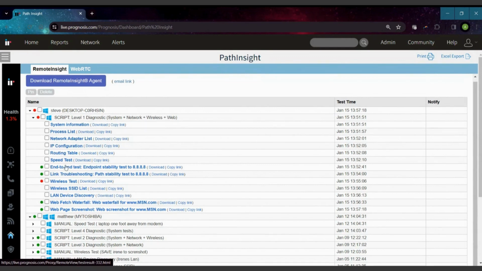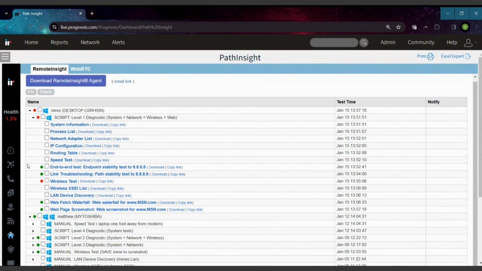Then we have test capabilities as well, right? So we have end-to-end test capabilities, link troubleshooting, wireless tests, and we're going to talk about some use cases in a second. Some web waterfall tests to see the speed in getting into specific web pages. So comprehensive tests are available here.